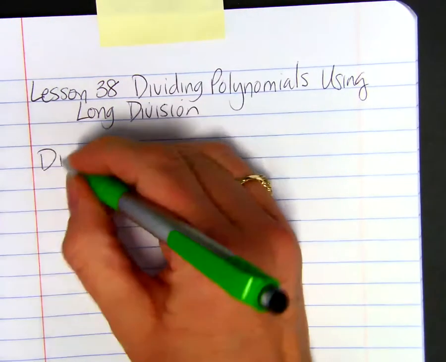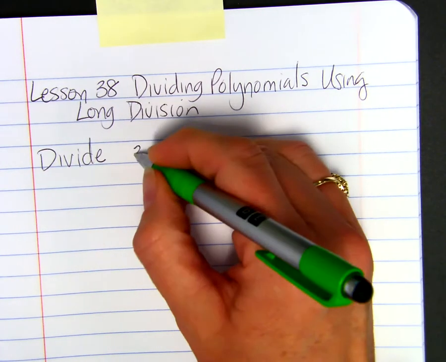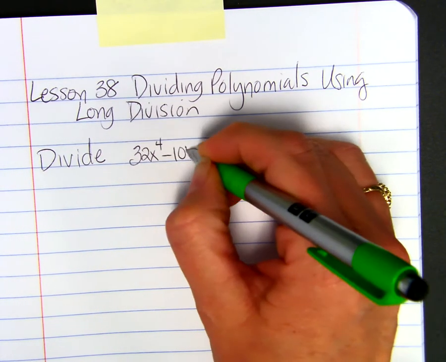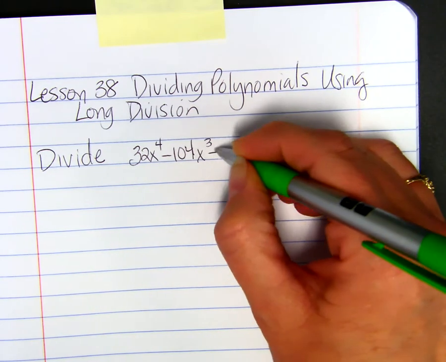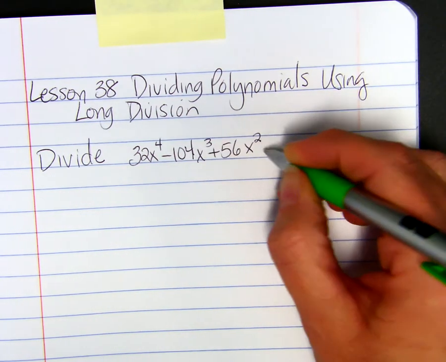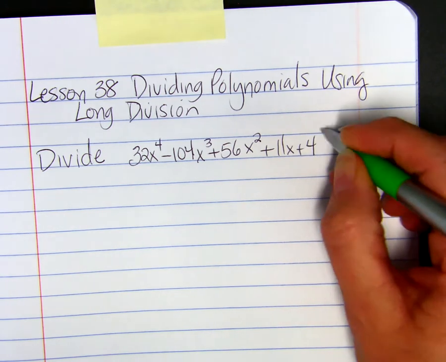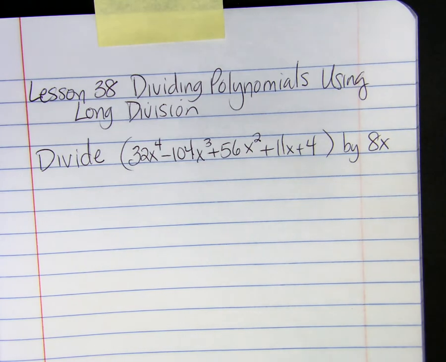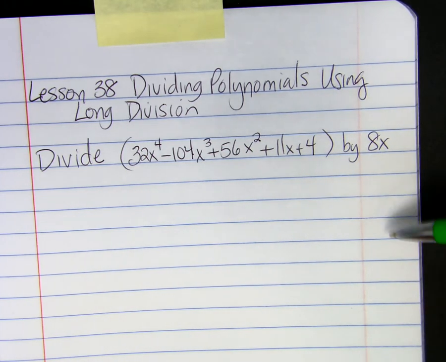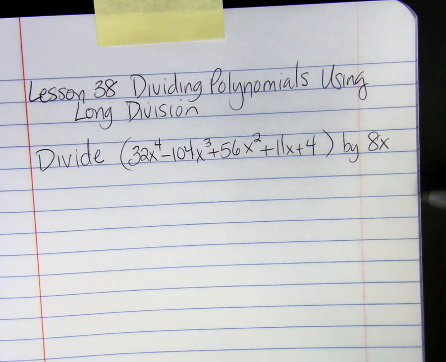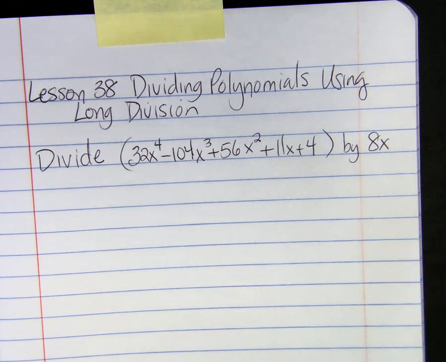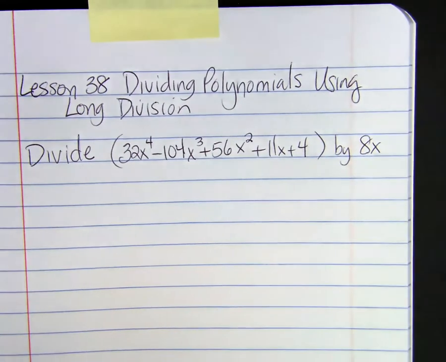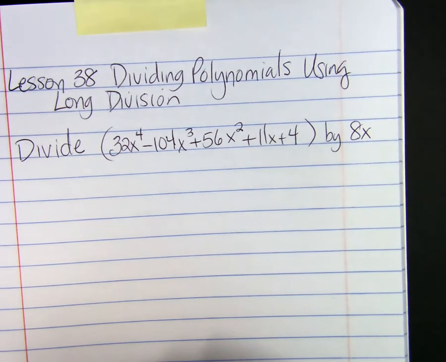So we're going to divide 32x to the fourth minus 104x to the third plus 56x squared plus 11x plus 4 by 8x. When you are dividing by a monomial, you don't have to use long division. Well, never mind, I take that back. You're going to use long division so that your remainder is written correctly.